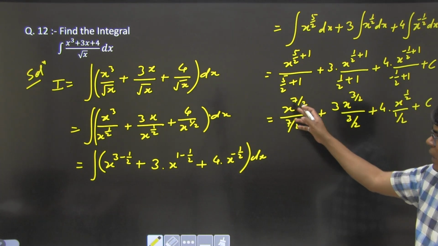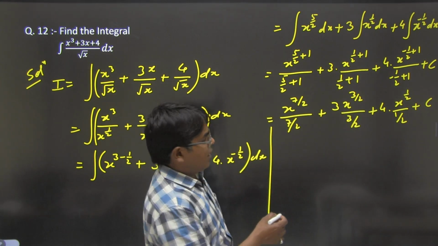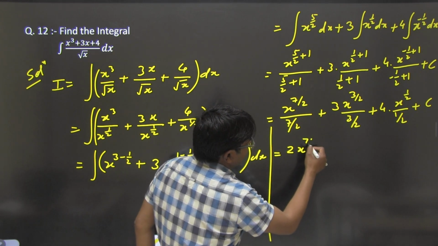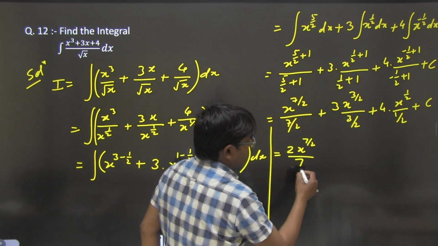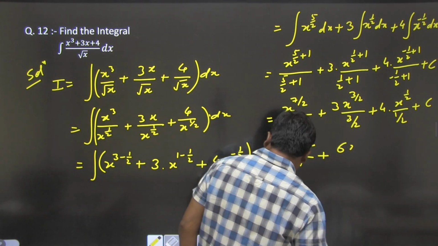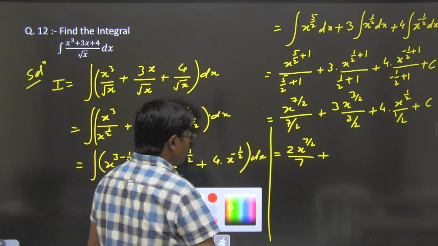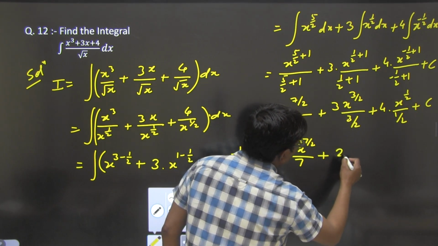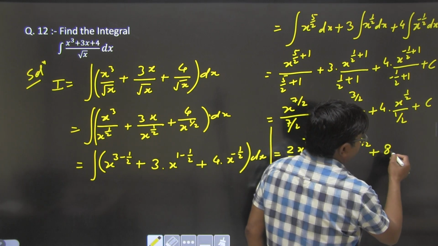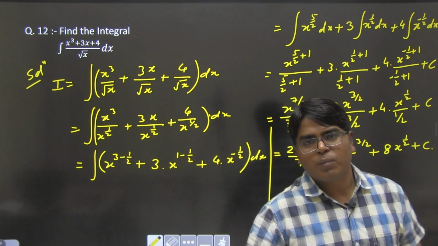Now, this 2 can be moved to the upper side. So, finally, we will get the answer 2 times x to the power 7 by 2 upon 7 plus 6 times of, in fact, the 3 cancels out. So, 2 x to the power 3 by 2 plus 8 times x to the power 1 by 2 plus c.